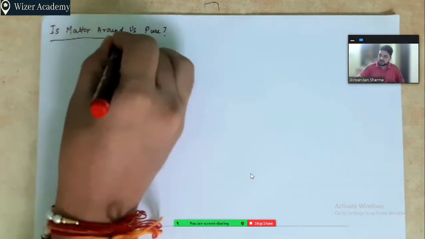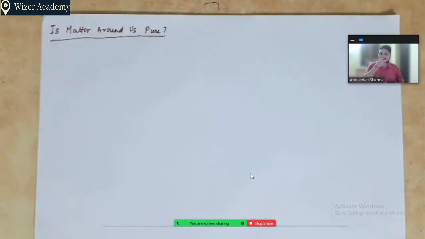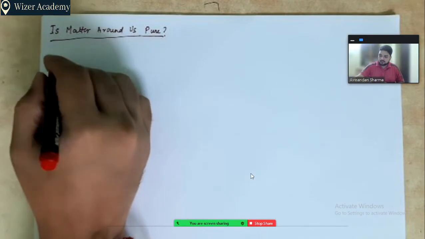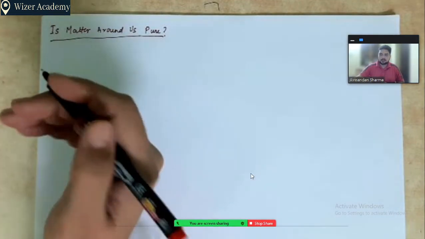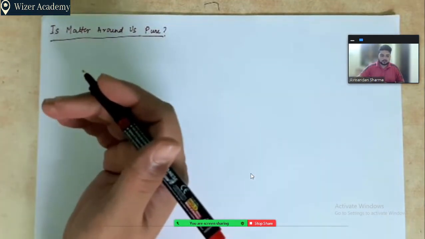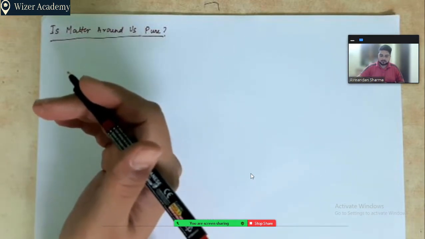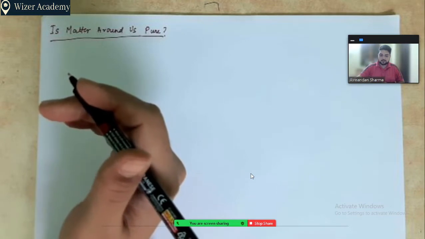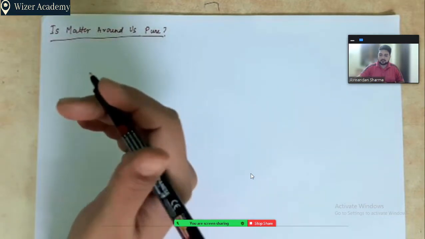In the previous chapter we have discussed the different properties of matter. So today we are going to discuss which substances are pure or not. Matter is always in solid state, liquid state or gaseous state. But today we are going to discuss whether they are pure substances or impure substances.